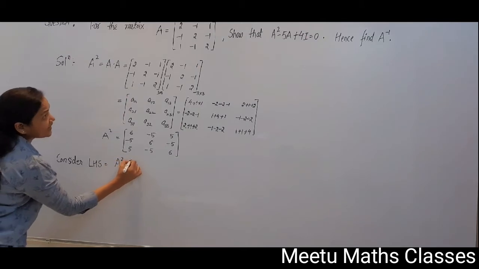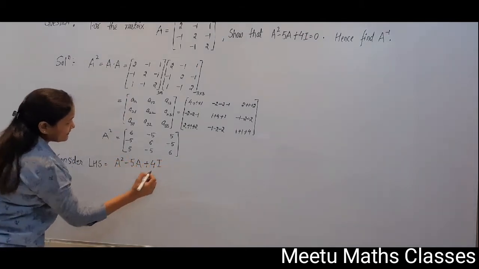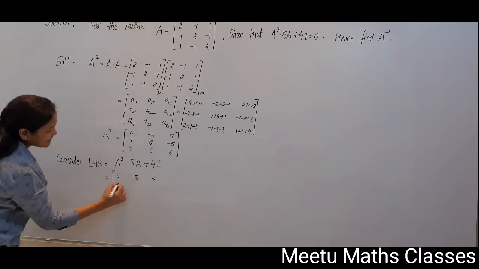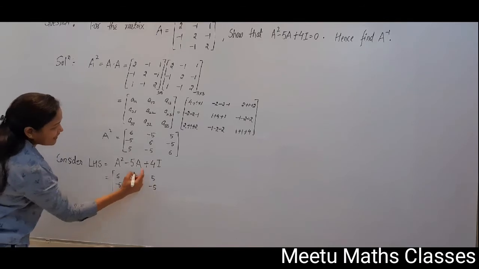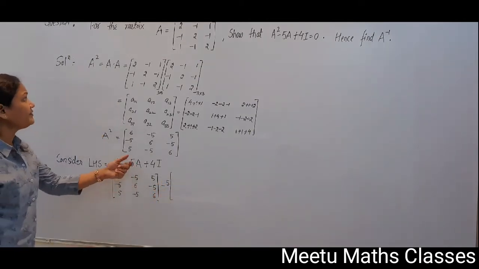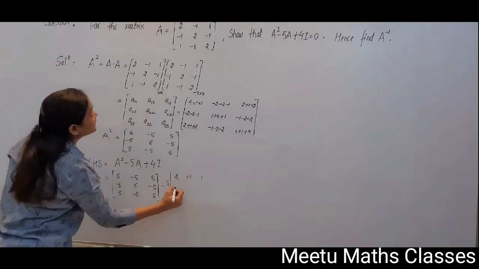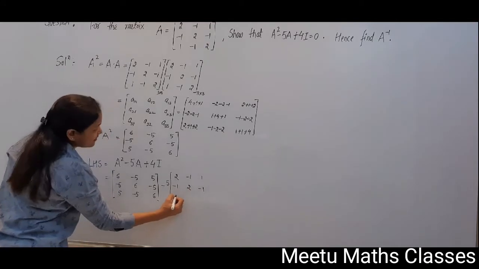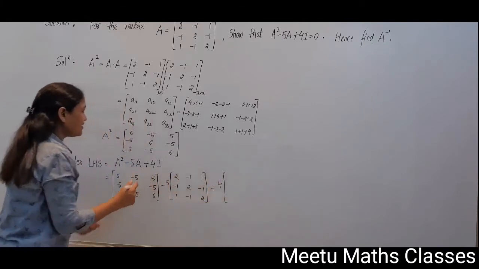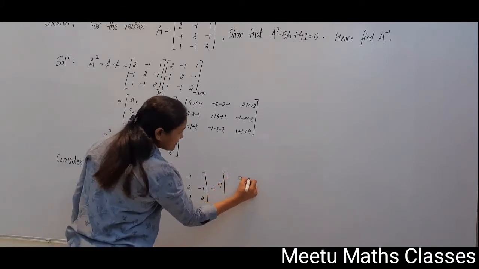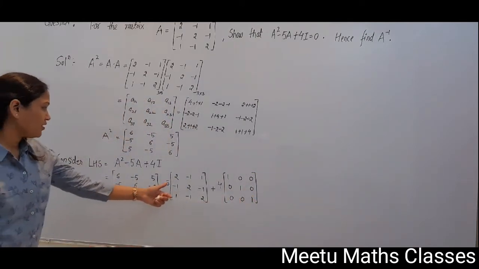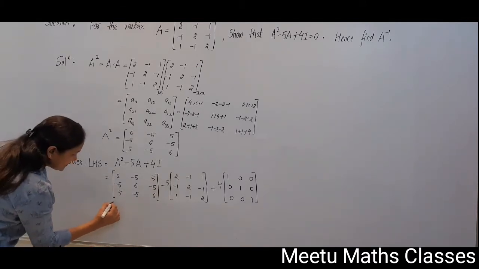That is A square minus 5A plus 4I, and that is equal to the A square matrix, 6, minus 5, 5, minus 5, 6, minus 5, 5, minus 5, 6, minus 5 times your A matrix, which is 2, minus 1, 1, minus 1, 2, minus 1, 1, minus 1 and 2, plus 4 times your identity matrix, which will also be a 3 cross 3 matrix. Now, this is your left hand side.